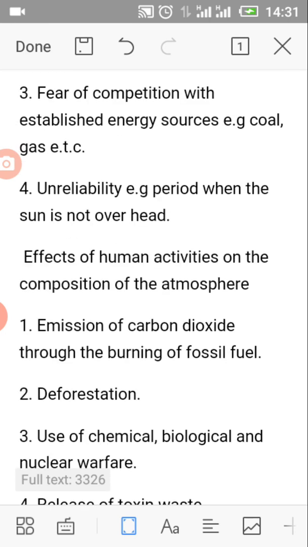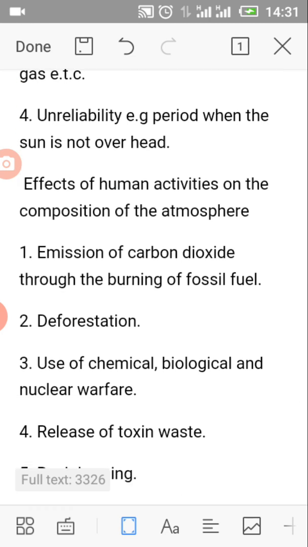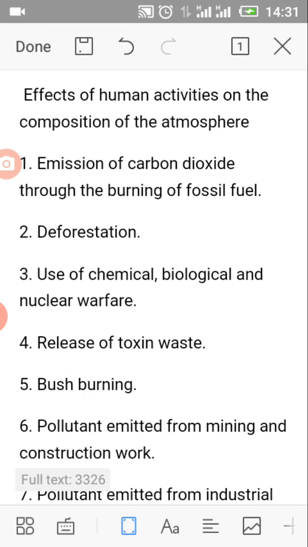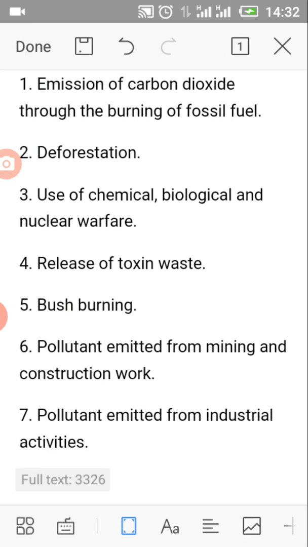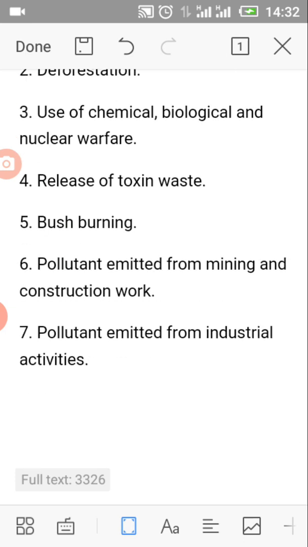What are the effects of human activities on the composition of the atmosphere? Number 1, emission of carbon dioxide through the burning of fossil fuel, deforestation, use of chemical, biological and nuclear weapons, release of toxic waste, bush burning, pollutants emitted from mining and construction work, pollutants emitted through industrial activities.